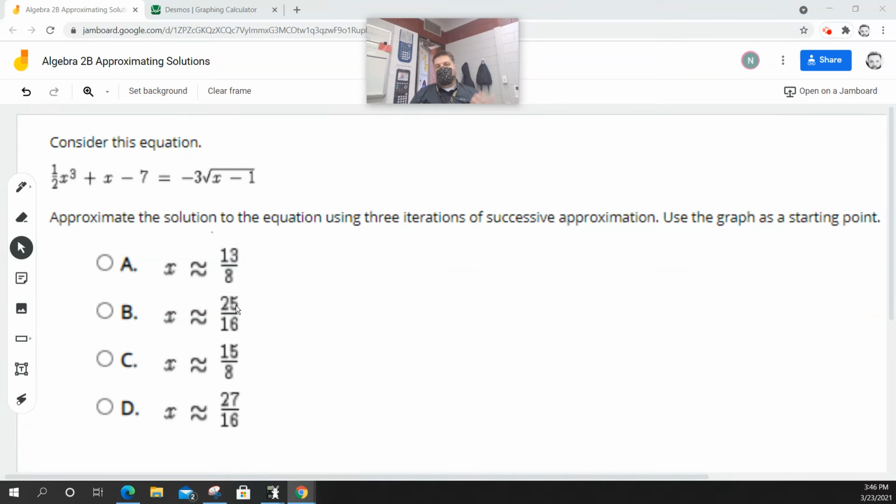Okay, so this one says, again, approximate the solution using 3 iterations of successive approximation. Use the graph as a starting point. Now, what you're supposed to do is, it's a process where you pick a point that you think it is, and then that gives you an error. You plug that back in, and then you should get a value, okay, of where it's intersected.